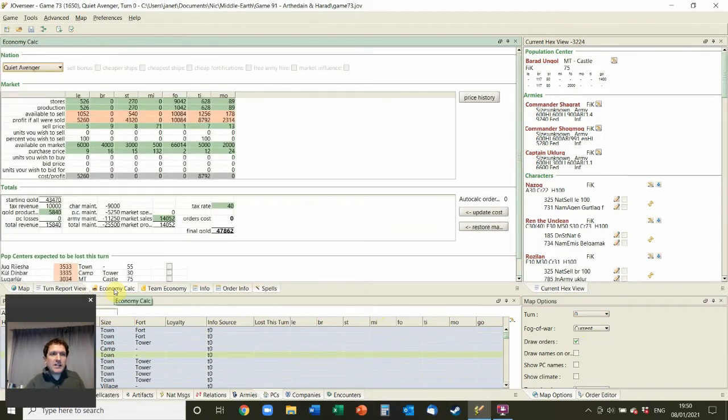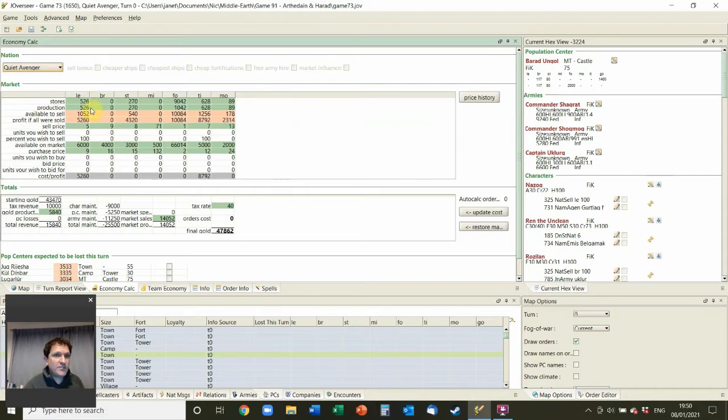Then the economy calculator. This is just for one economy at a time. Now there's a drop down menu here for the nations, so if you want to have a look at other nations you can, but I'm concerned with the Quiet Avenger, and I can see here how much I have in stores, how much I'm producing, and therefore how much I will have available to sell, because sales happen after production. So I'm making 526 leather every turn.